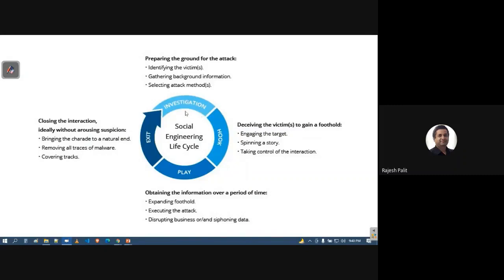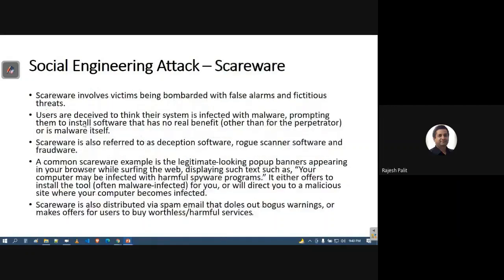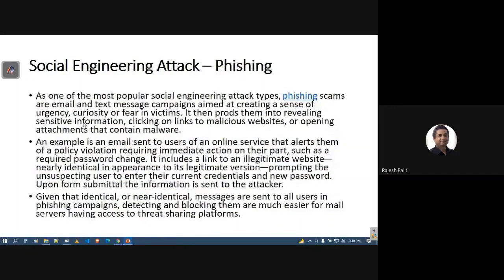The first one is the investigation or studying the background. The second one is choosing the target, or hooking, that means engaging the target. The play, that means you collect the information and then exit without keeping any trace so that they cannot track you back. So these are the 4 steps in social engineering. The first social engineering attack is baiting, the second is scareware, then pretexting, then phishing.